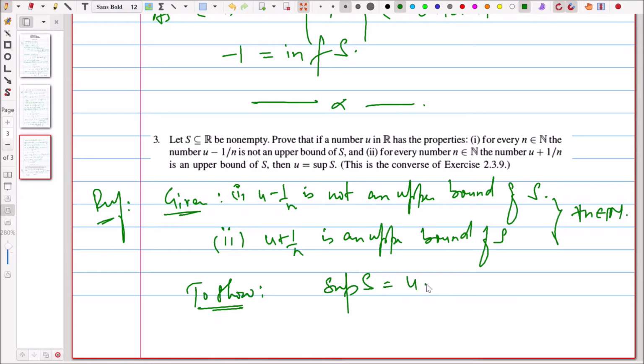So from the first part we will conclude that no number smaller than U is an upper bound of S, and from the second part we will show that any number greater than U cannot be the least upper bound of S. So then we will be able to conclude that U is the least upper bound of S. So let us start.